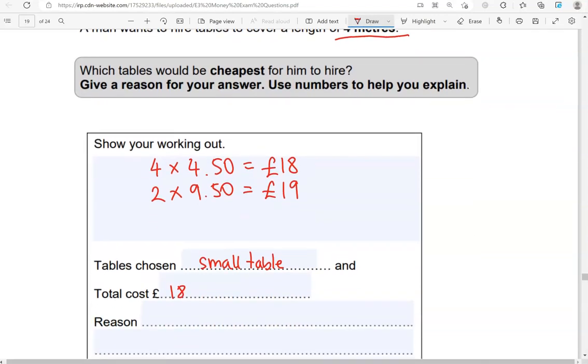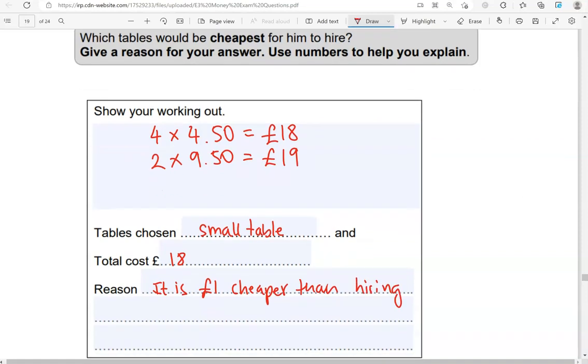The reason is it is £1 cheaper than hiring 2 large tables.